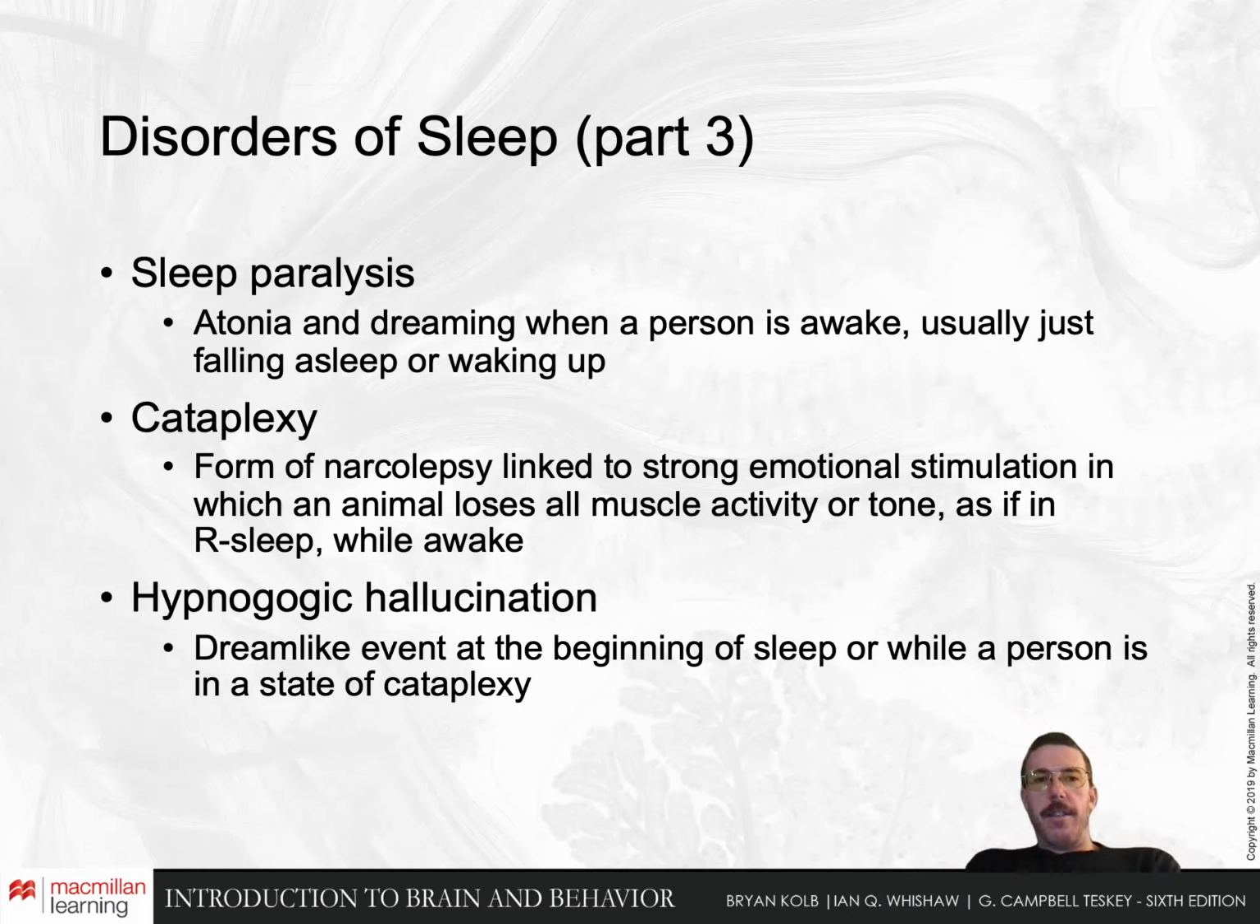Sleep paralysis is a disorder in which the atonia and dreaming of REM sleep are occurring, but a person is awake. It usually occurs when people are just falling asleep or just waking up. Cataplexy is a form of narcolepsy in which strong emotional stimulation leads to the narcolepsy. And the animal loses all their muscle tone as if they're in REM sleep instead of in deep sleep.